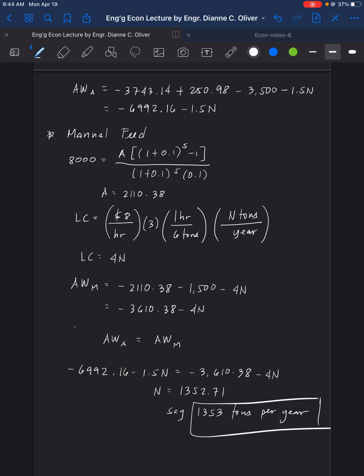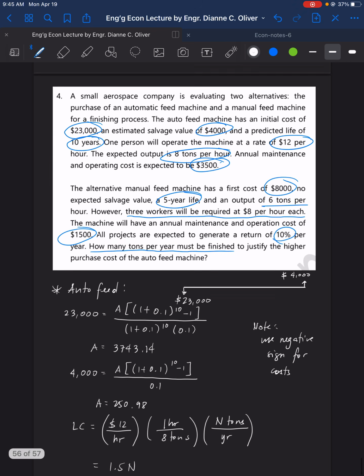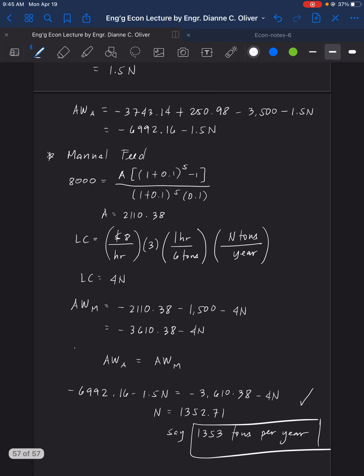So that's the amount wherein if you exceed that 1,353 tons, then there will be profit. And this actually justifies the purchase of the automatic feed machine, because you will profit at 1,353 tons per year. So that's the last problem for this video.